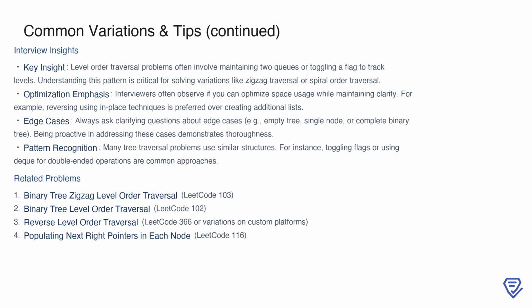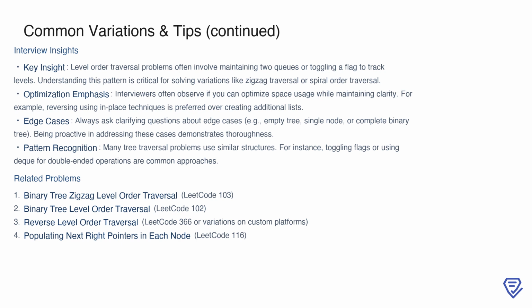Understanding a few key insights can significantly improve your approach in both practice and interviews. For example, many level order traversal problems involve toggling a flag or using two queues to track levels. Recognizing this pattern is critical when dealing with variations like zigzag or spiral order traversals. Additionally, interviewers often evaluate your ability to optimize space usage without sacrificing clarity. For instance, they might prefer in-place techniques for reversing over creating additional data structures.